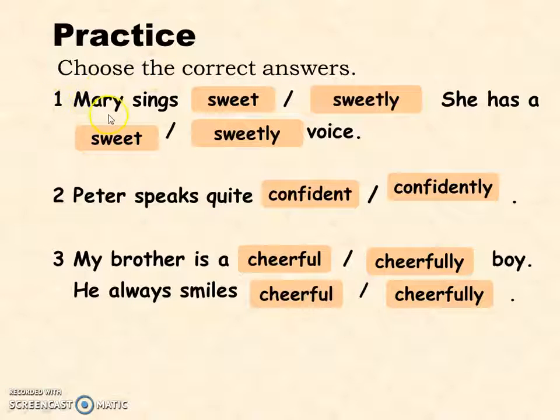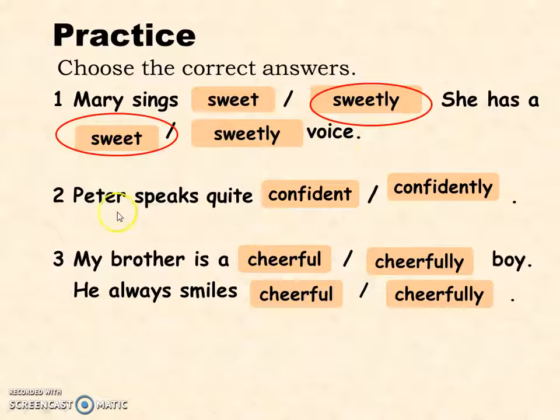Number 1. Mary sings sweet or sweetly. What do you think? We are describing the action, so should be sweetly. This is the adverb, sweetly. Next one. She has a sweet voice. Why it's sweet instead of sweetly is because this is the adjective, right, before the noun. Okay, let's see if you can do the next one.